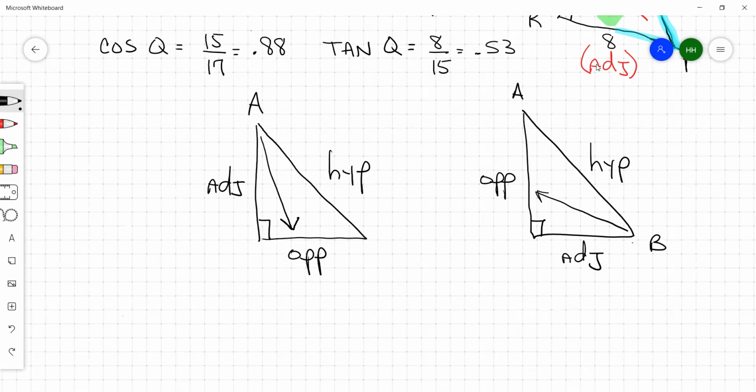You will never write sine, cosine, or tangent of the 90-degree angle. The ratios don't work with the 90-degree angle because you know it's a 90-degree angle. Does that help?